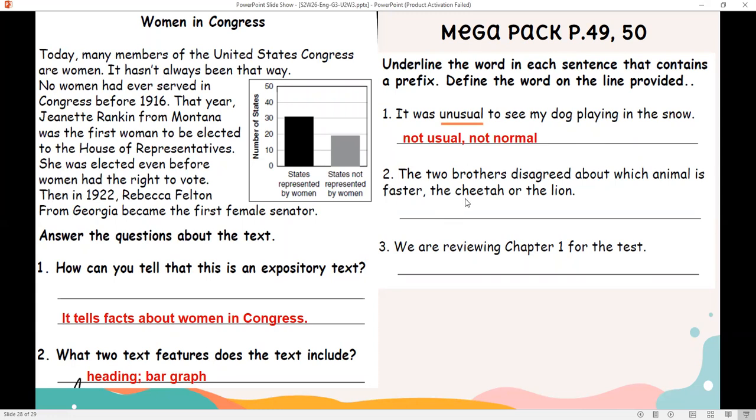Number two, the two brothers disagreed about which animal is faster, the cheetah or the lion. Which word has a prefix? It's the word disagreed, and it means not in agreement. Number three, we are reviewing chapter one for the test. Which word has a prefix? It's the word reviewing, and it means to look at again or review again.